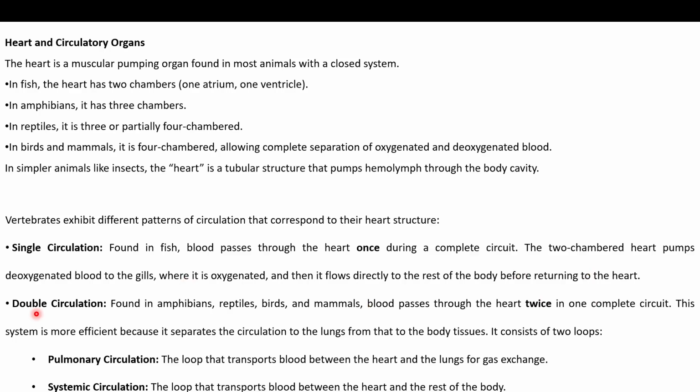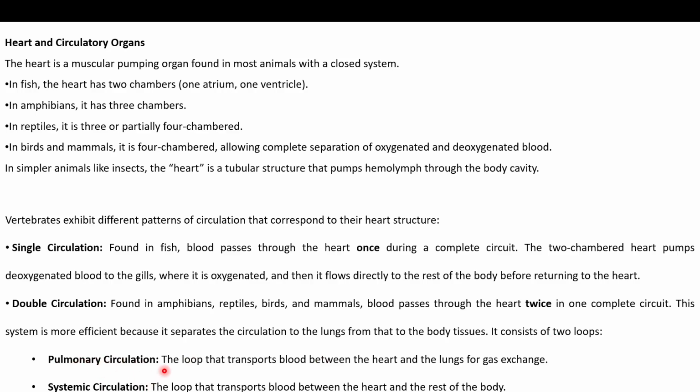And when we talk about double circulation, it is mostly found in amphibians, reptiles, birds, and mammals, where the blood passes through the heart twice in one complete circuit. This system is definitely more efficient because it separates the circulation to the lungs from that to the body tissues. Again, there are two loops: one is the pulmonary circulation and the other is the systemic circulation.